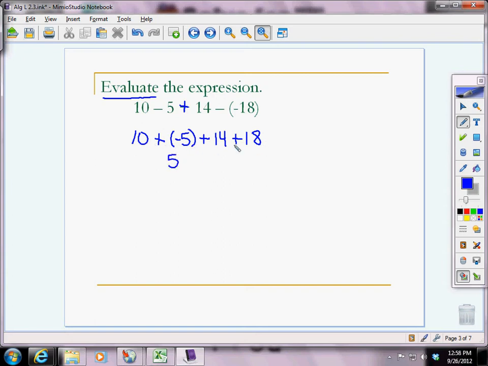And if you wanted to add this down here, it doesn't matter the order again. Commutative property says we can change the order of adding. 14 plus 18, I believe, is 32. And then if you go 5 plus 32, you should get 37. Again, this is not any different than what you've learned in the past.